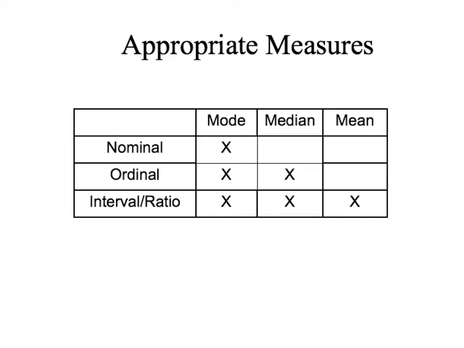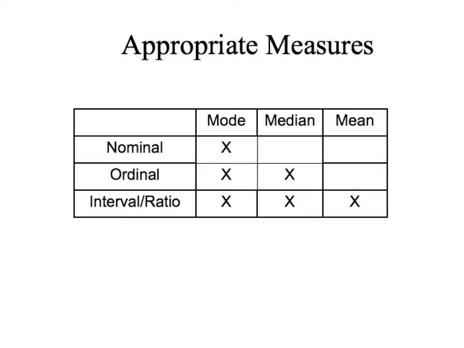There are 3 different measures of central tendency, and you have to choose the measure that is appropriate for your level of measurement. So the first thing you need to do is determine the level of measurement. Is your variable being measured at the nominal level, the ordinal level, or the interval ratio level? Once you've determined that, you can determine which measure of central tendency is appropriate.